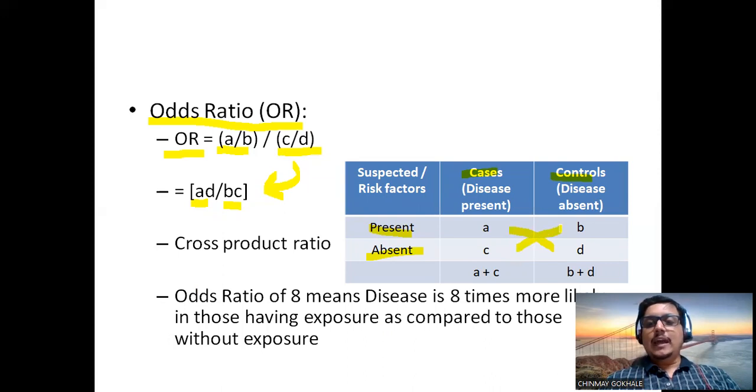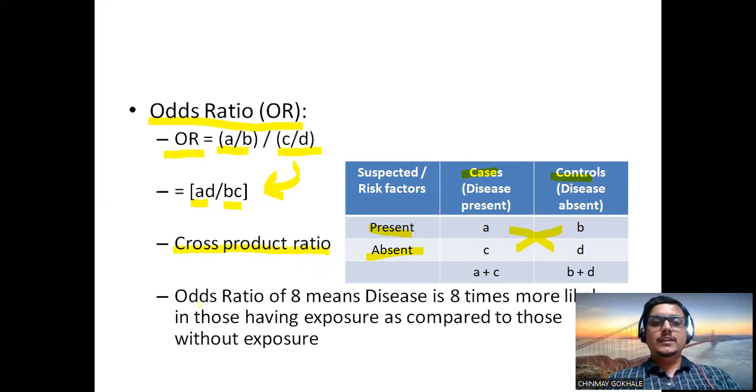Now, if you see here, we are multiplying A against D and we are multiplying B against C. And because we are doing a cross multiplication, this ratio is also known as cross product ratio. A into D whole upon B into C.